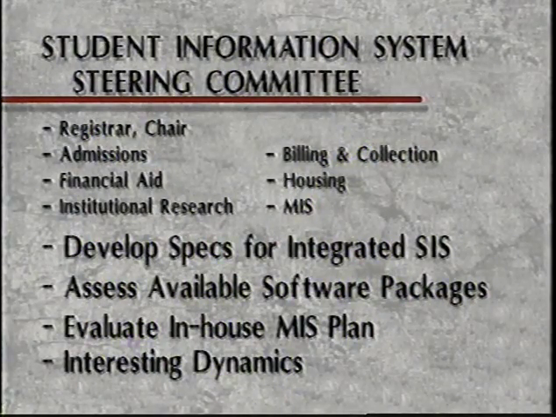But after they developed the specifications, they were to examine what existed in the marketplace. There were a number of student information system packages available. Also, our management information staff had been developing some things on their own, so they were to evaluate where they were going and see if it made sense. We also gave them a very strict timeline of 6 months to come back to us with a plan. And they got together and started working on that.